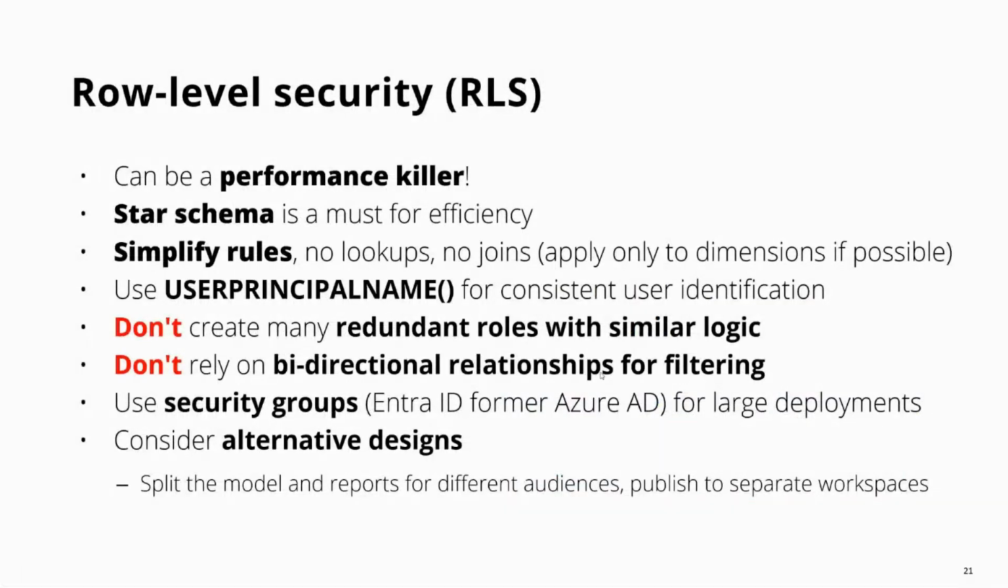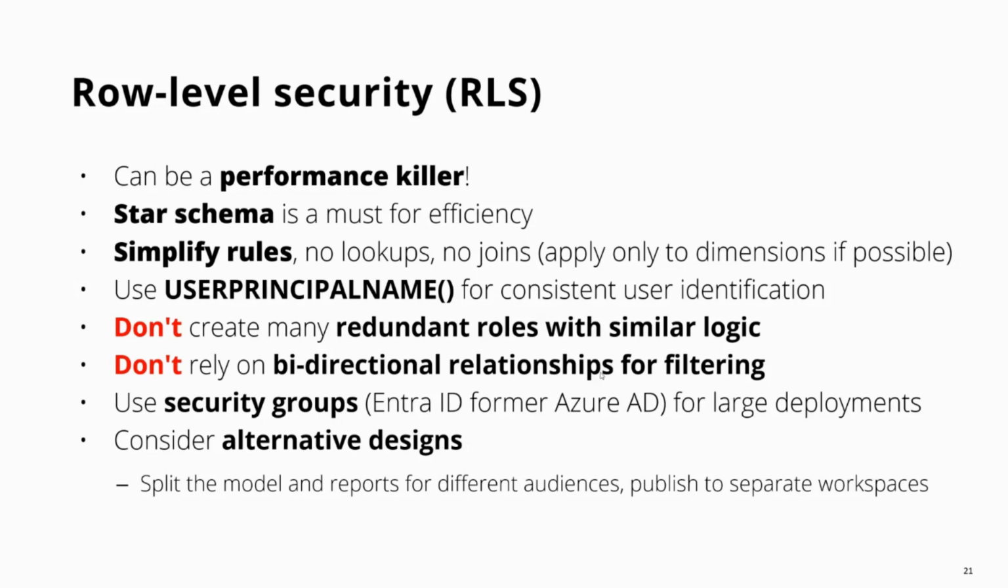Next is row-level security, right? This can also be a performance killer. And in practice, we see that some of the rules are important to follow. And again, as before, star schema is a must for efficiency, right? If you want to have a fast and efficient row-level security application, you should use the star schema data model. You should simplify rules, right? So no lookups, no joins, apply only to dimensions if possible.